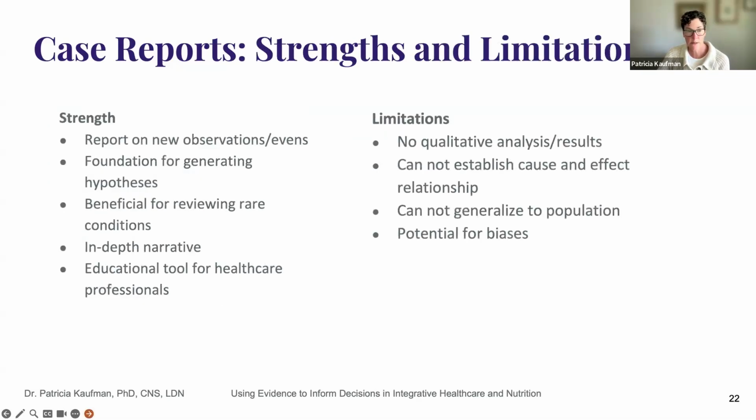So we have some strengths and limitations. Sorry, this should say events. So report on new observations and events, foundation for generating hypotheses, in-depth narrative, educational tool. But what are the limitations? There is no analysis, and it cannot establish a cause and effect relationship. And then it cannot be generalized to the population. Why? Because it's usually n equals 1 or n equals 3. And so the number is so small that it can't be generalized to the population. And then there are potentials for biases.